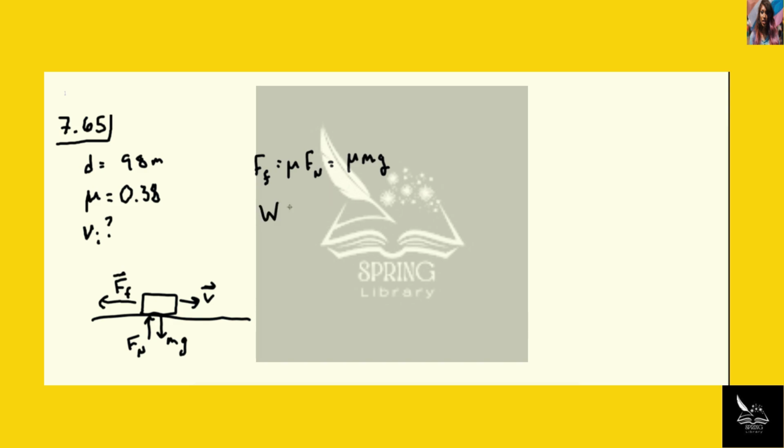So the work that is going to be done by our friction force is equal to the change in kinetic energy. So our friction force times the distance that the car has slid times the cosine of 180 degrees, because the force is directed opposite the displacement, is equal to the final kinetic energy, 0, minus the initial kinetic energy, 1/2 m v initial squared.